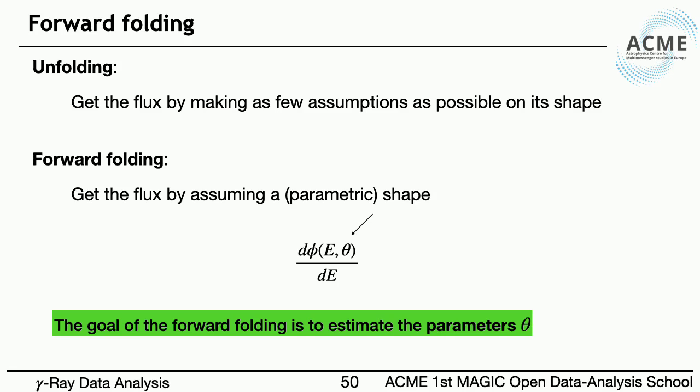Now we introduce an alternative to unfolding, which goes in the opposite direction. While the philosophy of unfolding is to reconstruct the flux without assuming a particular shape, the forward folding approach goes in the total opposite direction. In forward folding, we assume a parametric shape for the flux, and we fit its parameters directly to the data. So the goal of forward folding is to estimate the parameters theta, that we call eta, of an assumed spectral model.